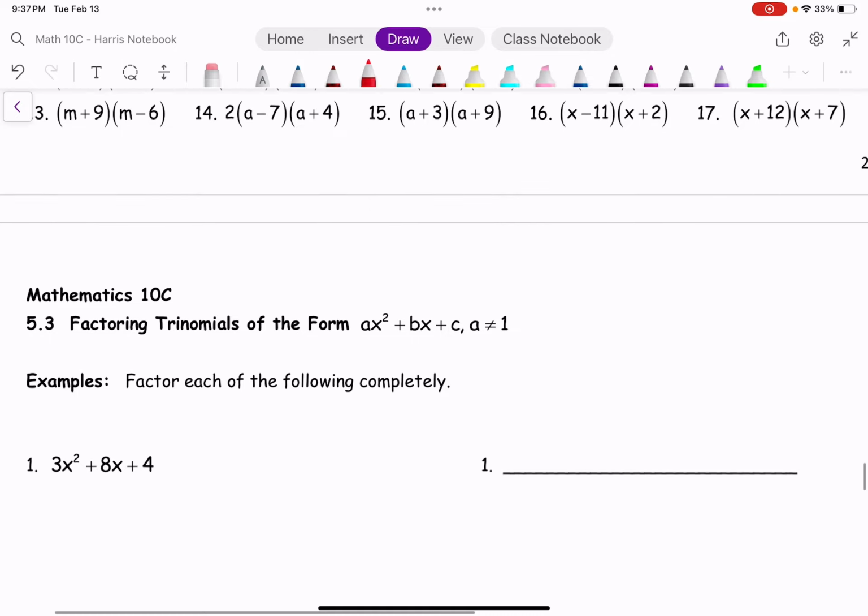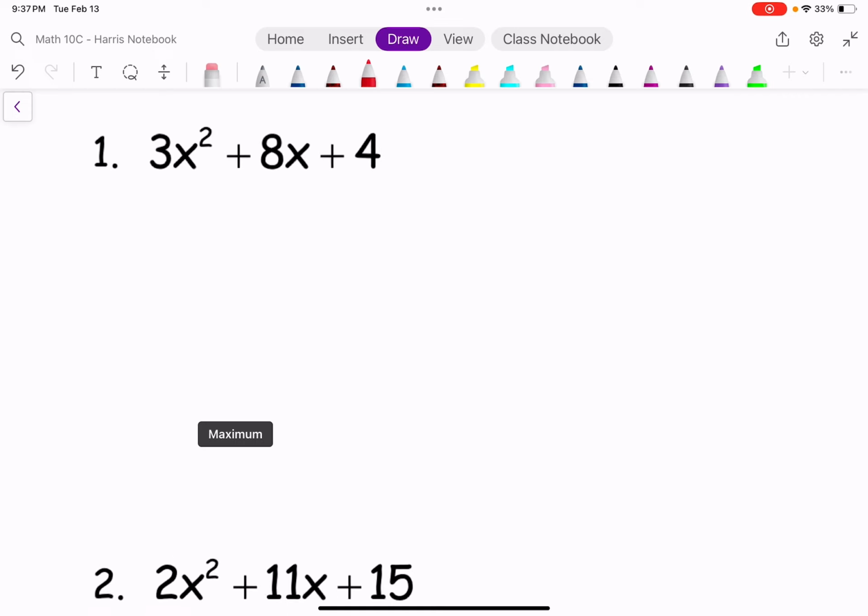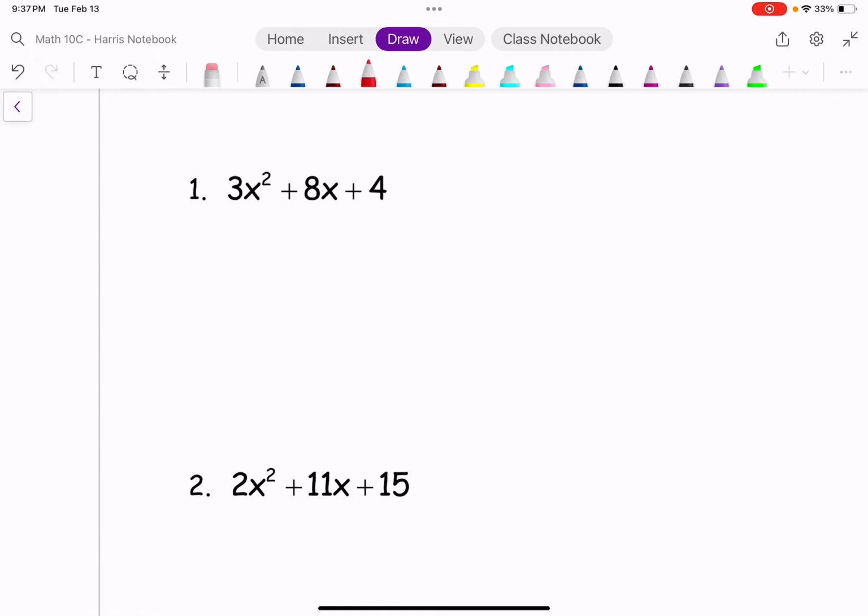But we are going to move on to factoring trinomials in the same form that we were doing before, except now a isn't going to be 1. We're going to have a leading coefficient there that's going to be a little bit different. So when I set this up here, now I have 3x squared plus 8x plus 4. I know that I can't divide anything out. Nothing is divisible by 3, 8, and 4. So I have to set up my brackets right off the bat.